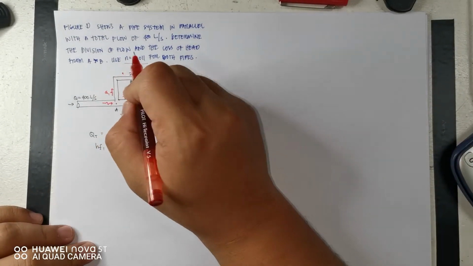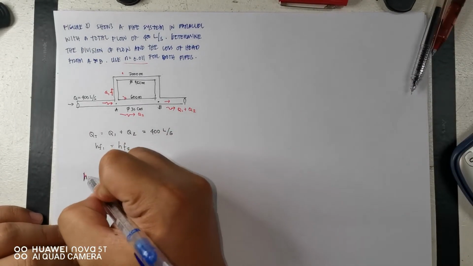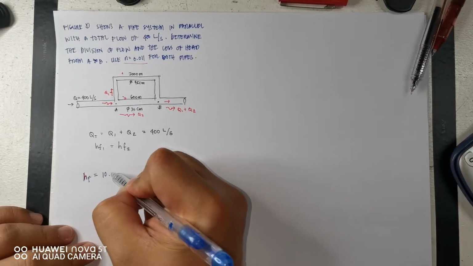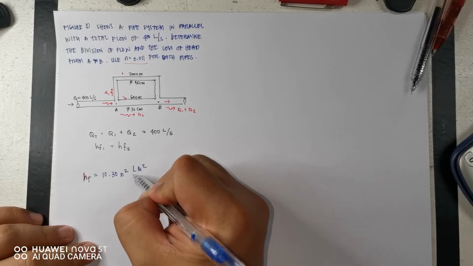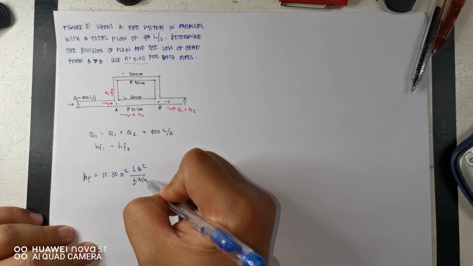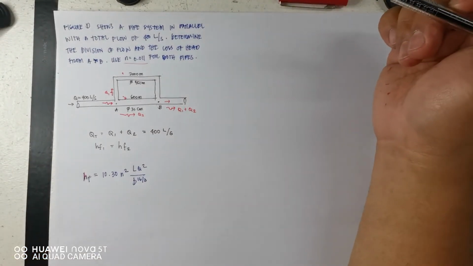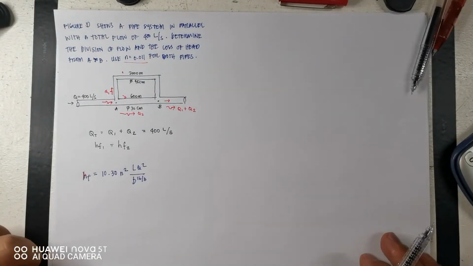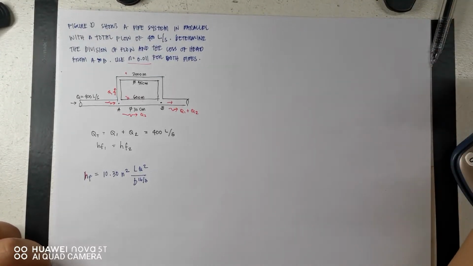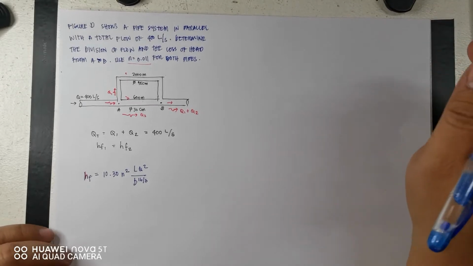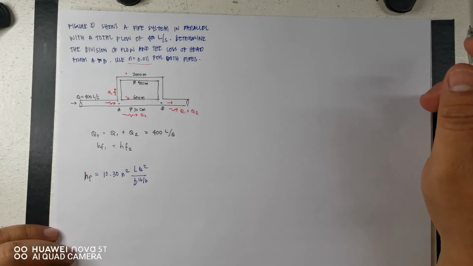Given na naman ulit si n, so pwede natin gamitin ulit si HF. So, HF is equal to 10.3 n squared L Q squared over D raised to 16 over 3. Isa yan sa mga madalas natin ma-encounter. Pwede nyo rin gamitin yung equivalent na formula in terms of velocity. Pwede nyo rin yung gamitin for this. Tatandaan lang natin na Q is equal to AV.